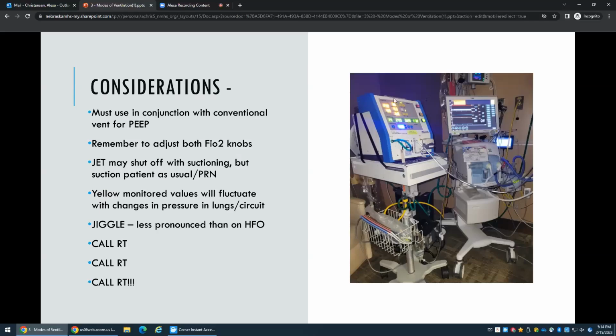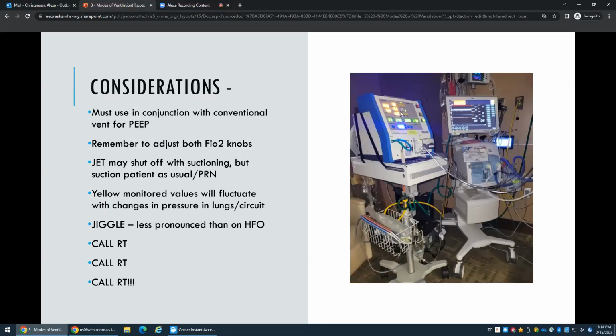So remember those yellow monitored values at the top. Those will fluctuate with any kind of changes in the lungs or changes in the pressure or changes in the circuit, just like we talked about with the oscillator. Water in the tubing, patient's coughing, patient needs suction, leak in the system, all those things, these numbers will fluctuate and possibly alarm. Call your RT, call your RT, call your RT.